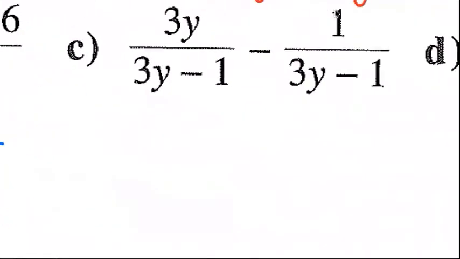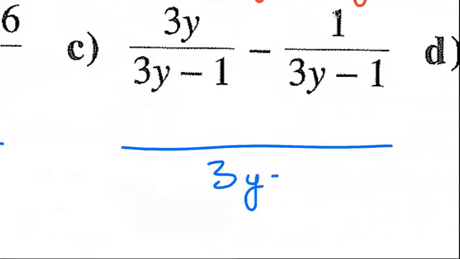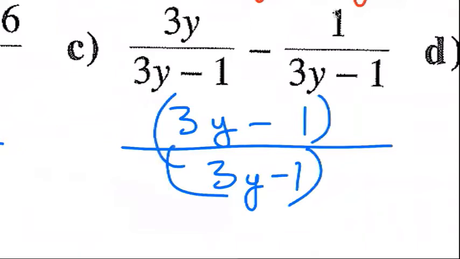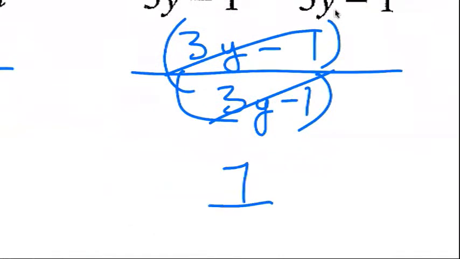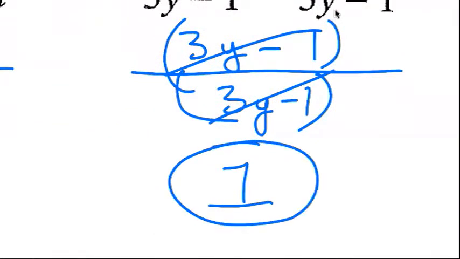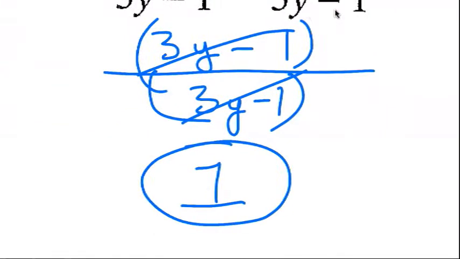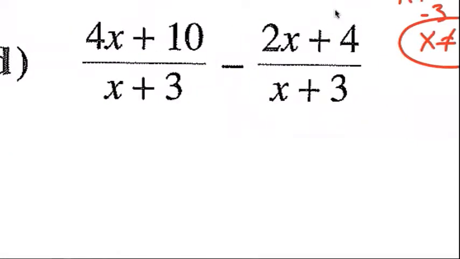These are both on 3y minus 1, so I can write one common denominator, 3y minus 1. But look, these are the same, correct? These will cancel. This just leaves me with a big old fat 1. And then our last one, 4x plus 10 minus 2x plus 4, all on x plus 3.